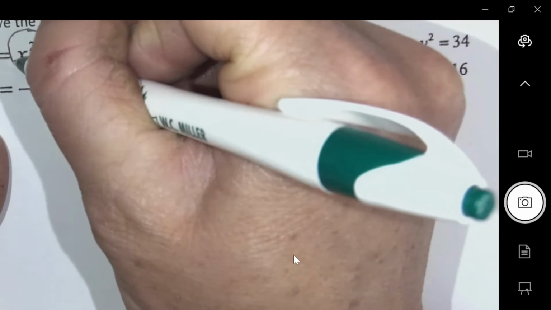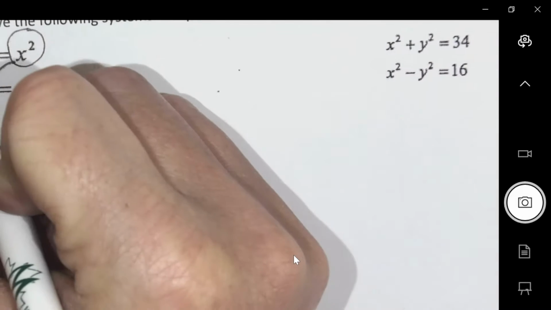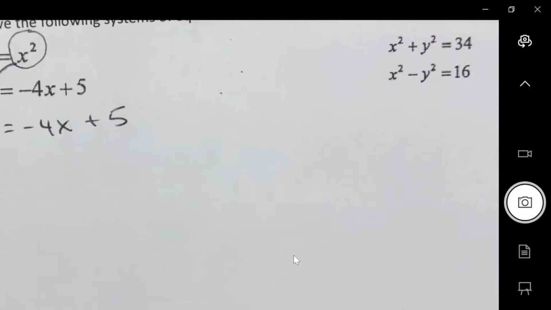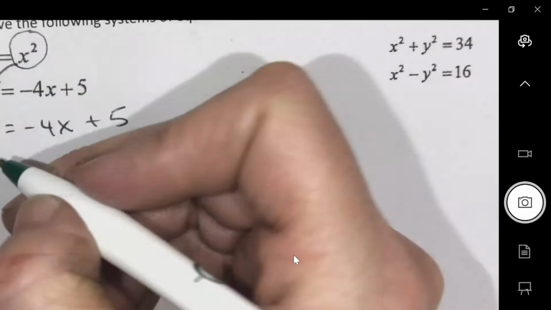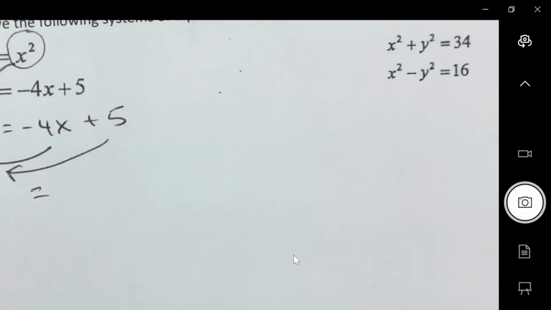Okay, if y is equal to x squared, then I can replace that y with an x squared. Okay, what do I do with this once I have an equation that looks like this? Zero it out. So one side has to be 0. So I'm going to be moving that.